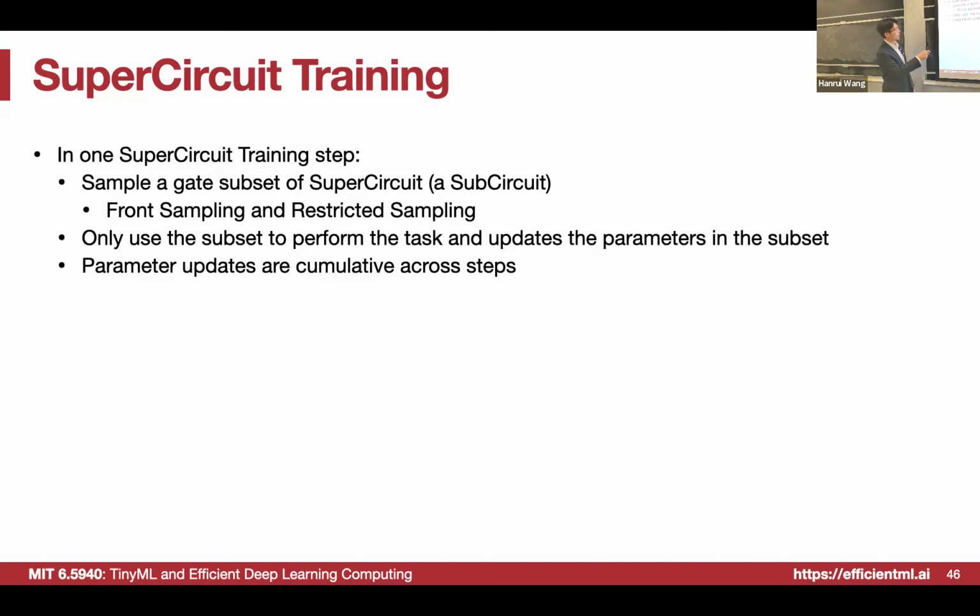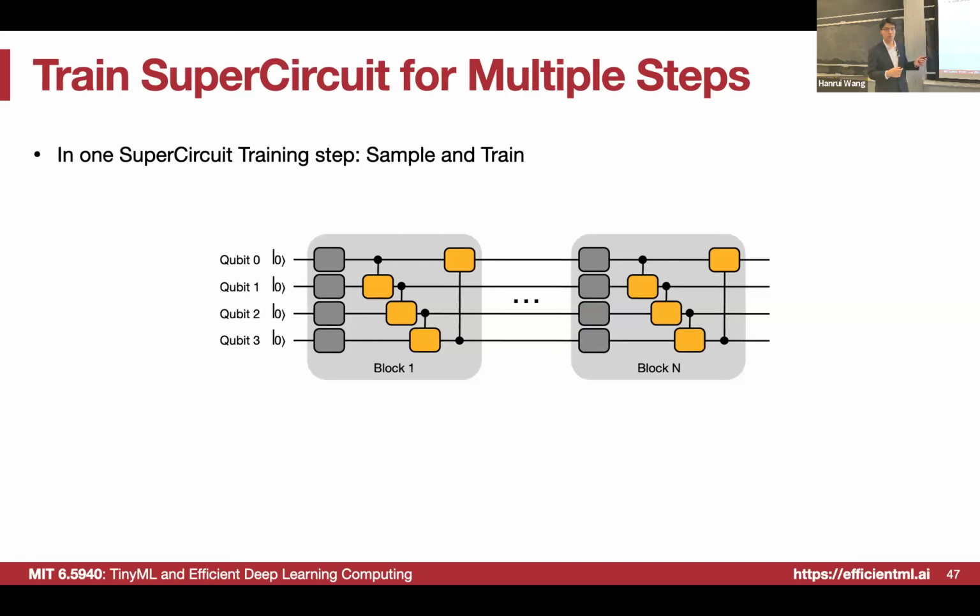The first one is called front sampling. Another is called restricted sampling. That means during the training process, we are actually sampling the sub-circuit. For one step, we do the sampling, and then we update the parameters in that sample. And then for the next step, we find another sampling, right?